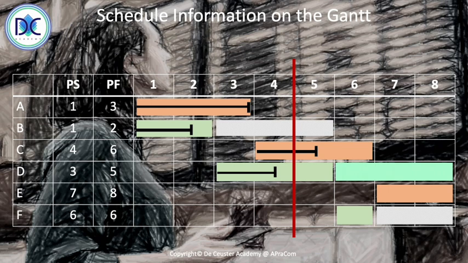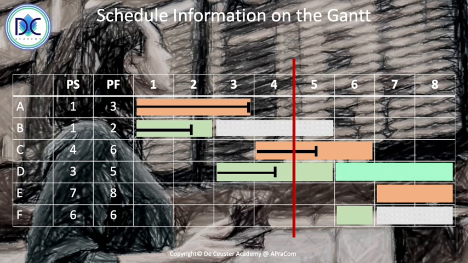Activity C is a lot faster than what we planned, so we already did 50%, although we were expected only to do 1/3. And activity D is also late, we only did half where we should have done 2/3. So we can use that to evaluate how our schedule is going.